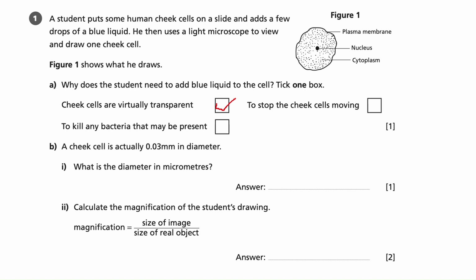So we need to do 0.03 times 1,000. And that gives us an answer of 30. So therefore, diameter in micrometers is 30 micrometers. We can write the micrometer symbol like that.